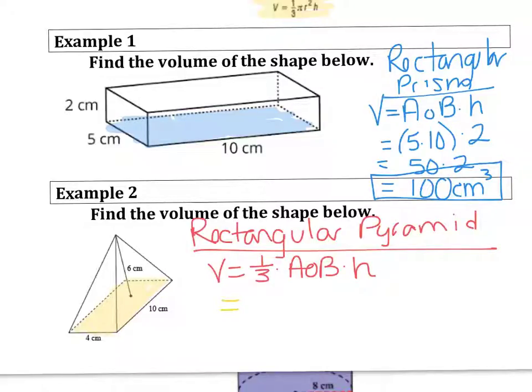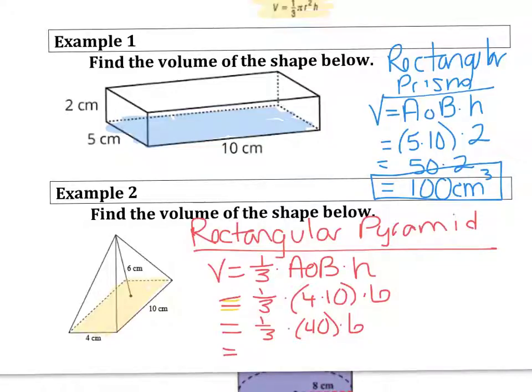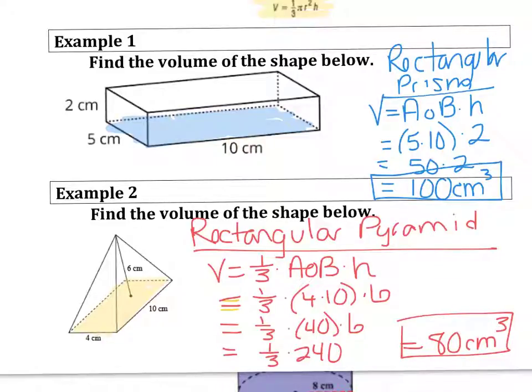So keeping my formula all the same here, I would just write 1/3 times 4 times 10, because that's the area of my rectangle for the base, times the height of the whole pyramid, which was 6. So then I end up getting 40 times 6, which is going to be 1/3 of 240, which is a final answer of 80 centimeters cubed. Okay, on to the next example.